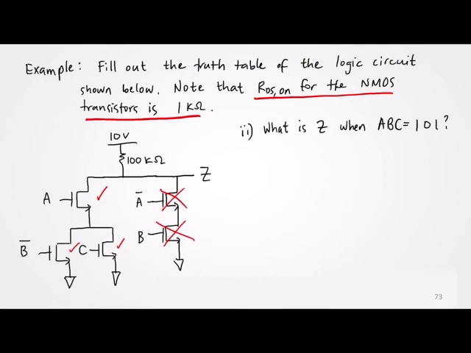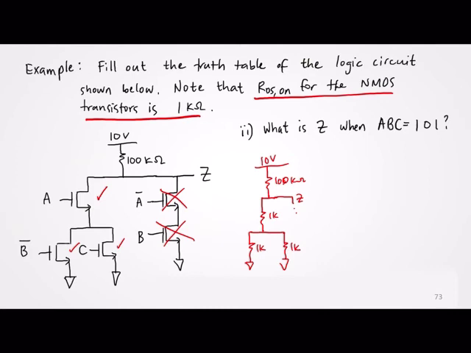statement comes into play. So now we have an RDS on for the NMOS transistor. So we just replace the on NMOS transistors with this RDS on. So that means I could actually redraw the circuit as 10 volts, I have 100 kilo ohm, this 100 kilo ohm. And then for A, I'll replace it with 1K. For B bar, I'll replace with 1K. And then here, I'll also replace the C transistor with 1K. And then the rest of the transistors here, none, because this part is open. Okay? And this would be my Z.